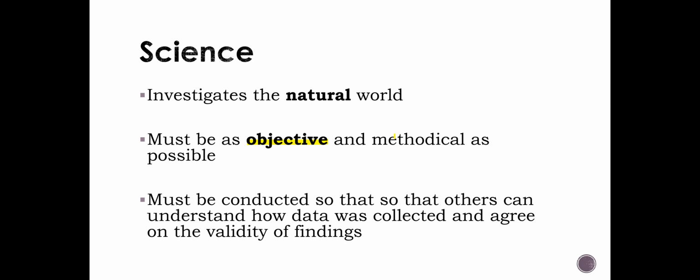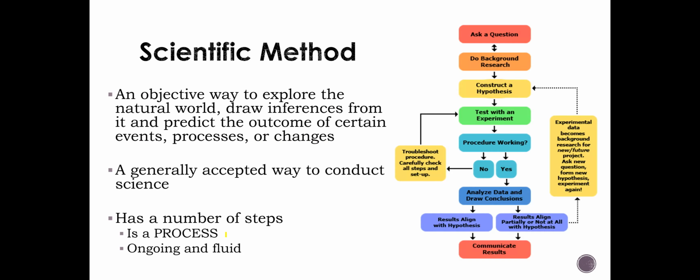We also need to be methodical. Okay, that's why we call it the scientific method, and that there is kind of a method to the madness. There's a process that we follow. And it does have to be understandable and repeatable for others. Okay, it's very important that others can understand what we did and how we did it, and they have to be able to repeat it and confirm and hopefully show that our findings are valid.